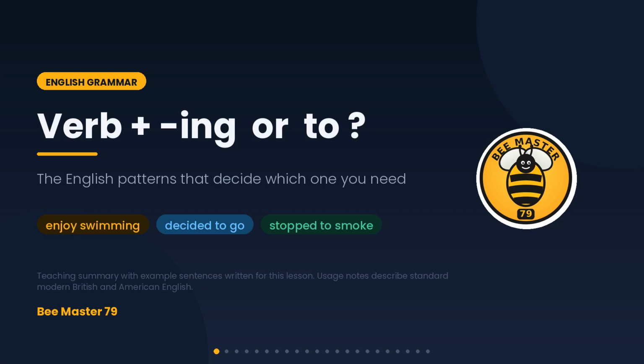Verb plus ing or verb plus to? This is one of the most common questions in English grammar. In this lesson you will learn which verbs take the ing form, which verbs take to plus infinitive, which verbs take both, and the small group where the choice changes the meaning completely. The example sentences you will see were written for this lesson. The usage notes describe standard modern British and American English.